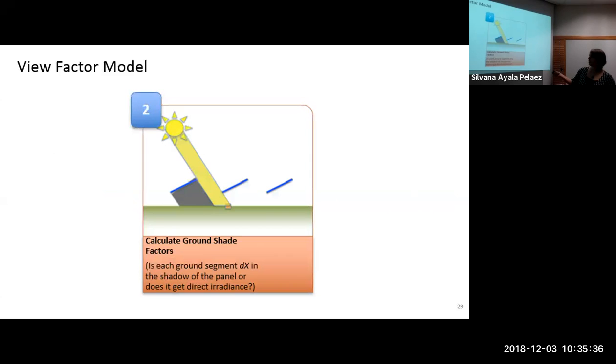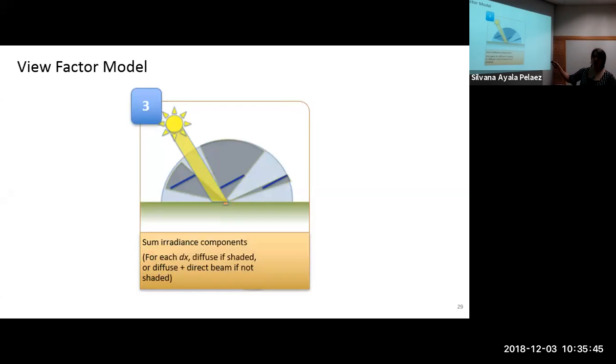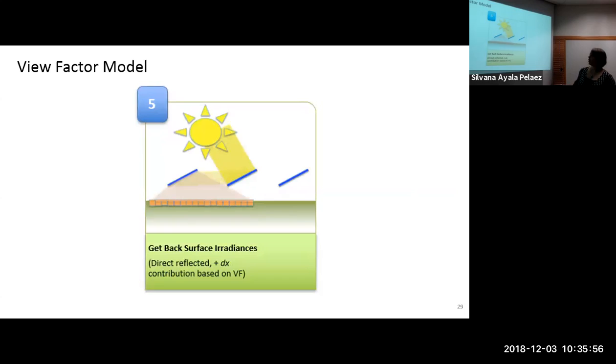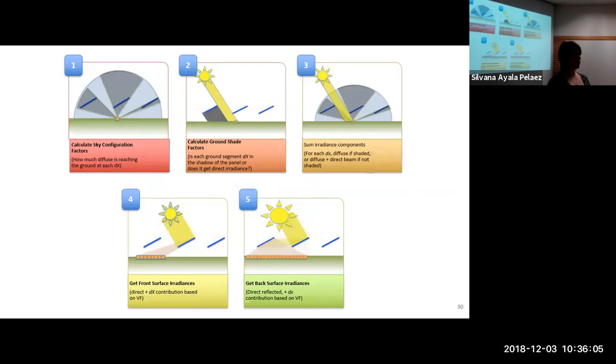Then we see if that segment is shaded or if it gets direct sunlight. So we add that direct sunlight to the diffuse part that it is collecting. And then we calculate the front irradiance, which is the direct irradiance from the sun and the ground contributions from the segments. So we do include this here. And on the back, we calculate the ground contribution from the segments and Fresnel reflections from the glass on the back. So those are pretty much the 5 steps in every view factor model.